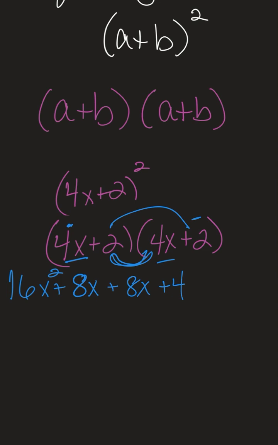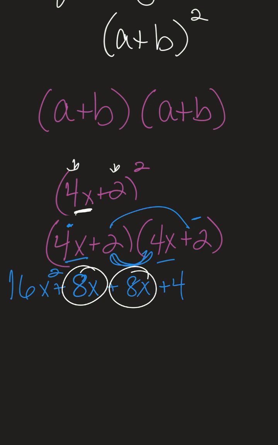I want you to take a look at how these numbers played out. When we square it, you're going to have the first term in your binomial. You're going to square that, and it's x squared, right? And then if you look at your first term and your second term, 4 times 2 is 8. And then our last term, of course, we square the end number, and that's 4. So you're going to see this pattern every time you square a binomial.